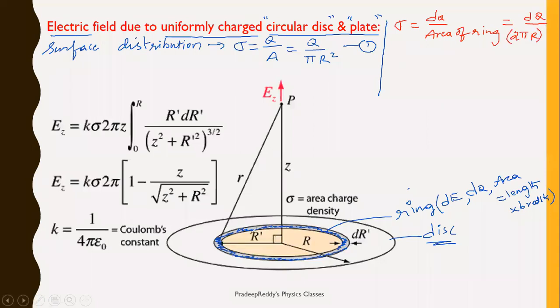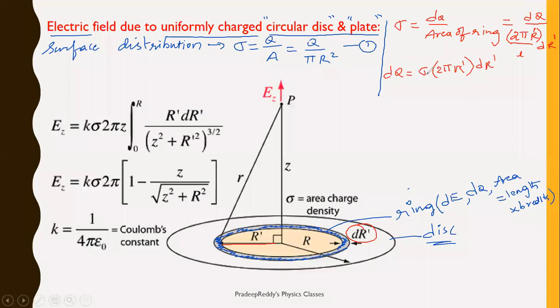2 pi r dash. Here in this case, radius is r dash. So this is 2 pi r dash, that is the length. This total becomes L. And what about the width of this ring? The width of the ring is dr dash. So how do you write dq? dq is equal to sigma into 2 pi r dash into dr dash.